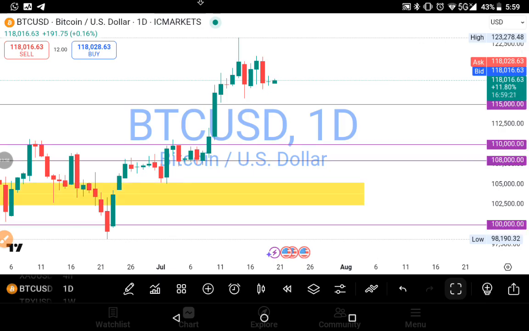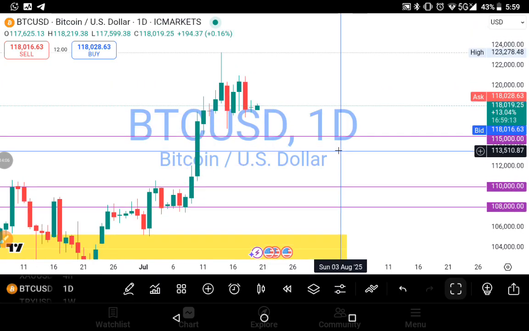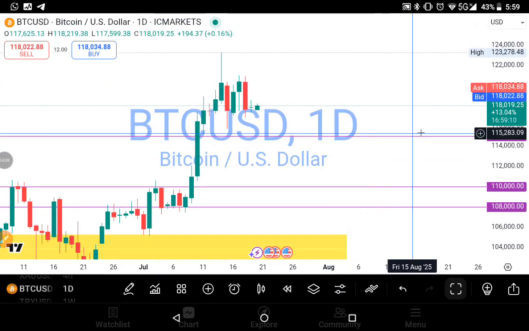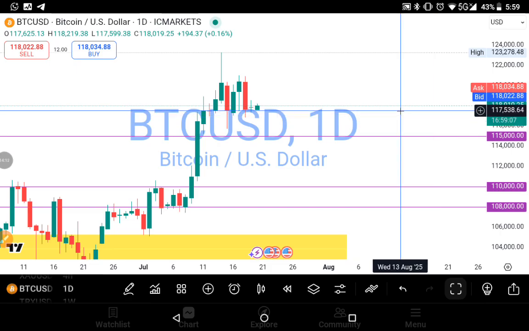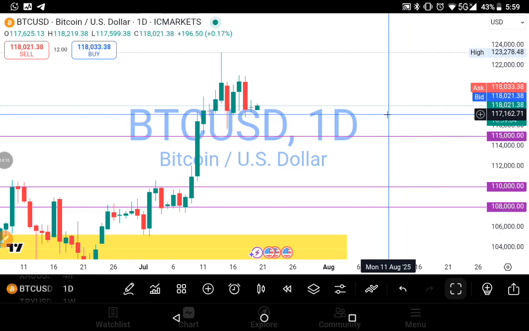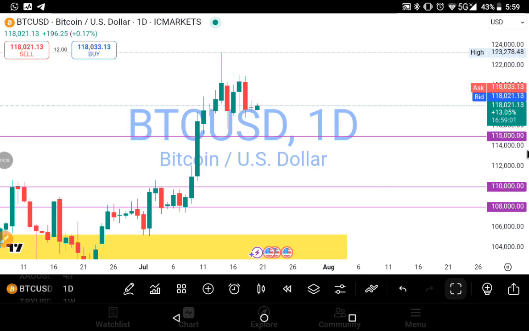BTC last week I was interested in the level 120,000. So I had caught the all-time highs even before it happened. We had a movement up to 123,000. As long as the market price found support around 115,000, I'm interested in the level 115,000 in the few days to come. As long as it finds support there, we should be able to see 120 again.